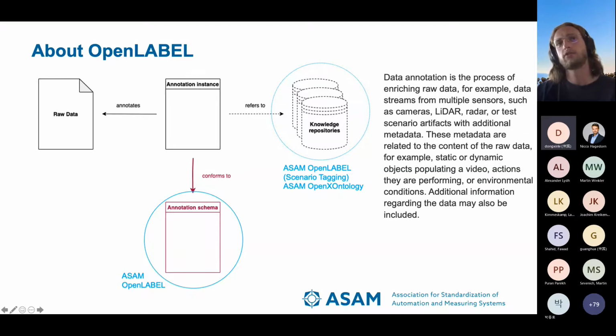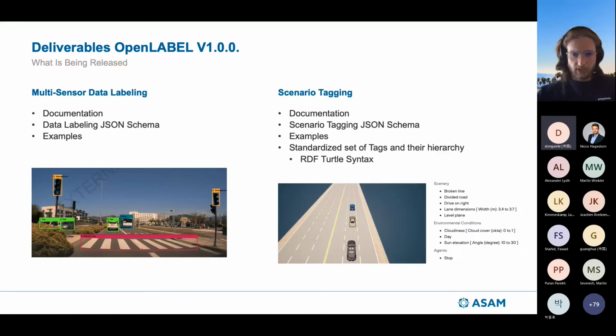And for scenario tagging, the scope also includes the specific knowledge repository that is used in order to do this exercise. So in terms of deliverables for this standard, for multi-sensor data labeling, we have, of course, the documentation, the JSON schema available as a file that can be used to validate valid instances of OpenLABEL annotations, and a bunch of examples to showcase how to use the various data types and annotations in a valid way. And for scenario tagging, we have the exact same elements, but as I mentioned, we also introduce the standardized set of tags and their hierarchy in RDF Turtle syntax that relates to the scenery, environmental condition, and a bunch of other dimensions for tagging scenarios.